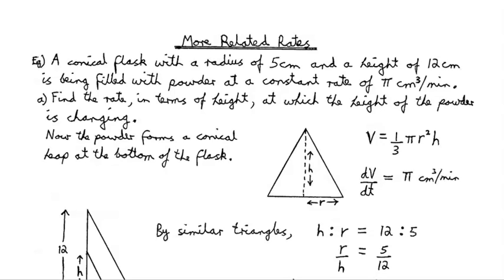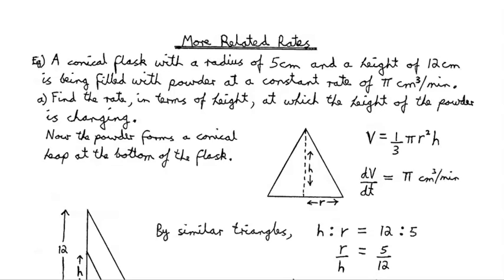Let's have another look at related rates with another example, another two examples. Okay, we have a conical flask. Now, a conical flask is not cone shaped. There is a cylindrical part at the top, but for the sake of this example, let's call our conical flask a cone and have the mathematical cone represent our conical flask.